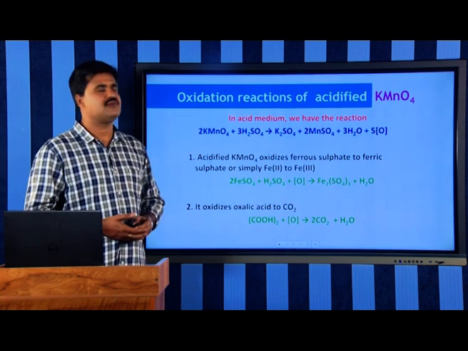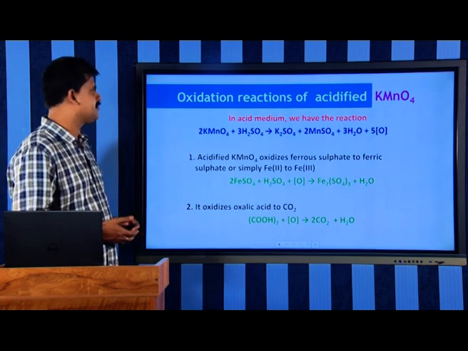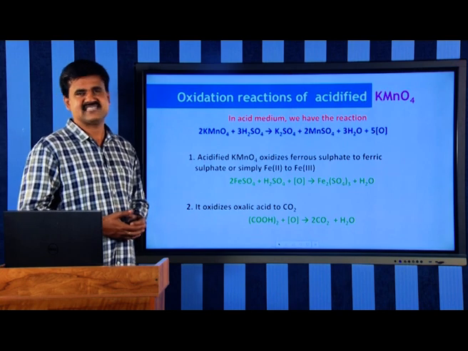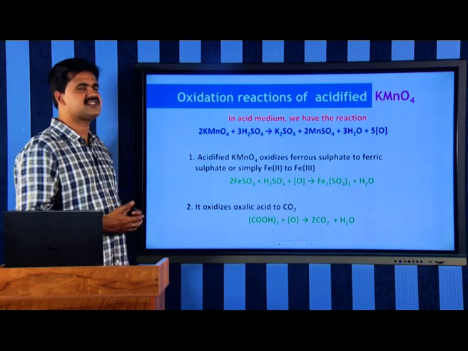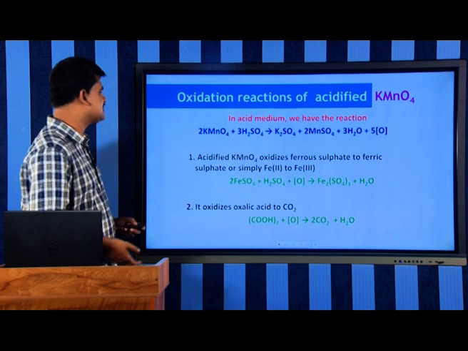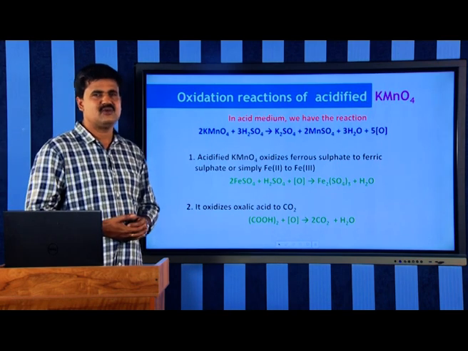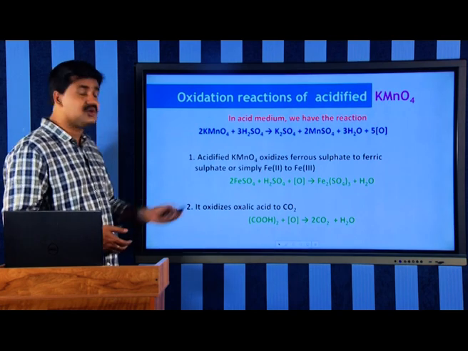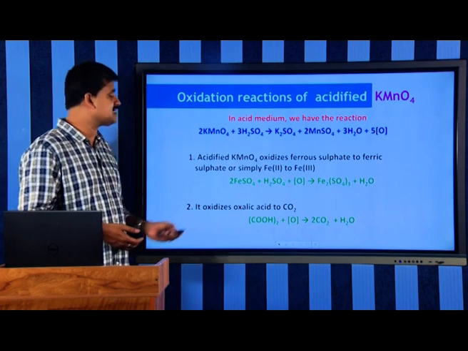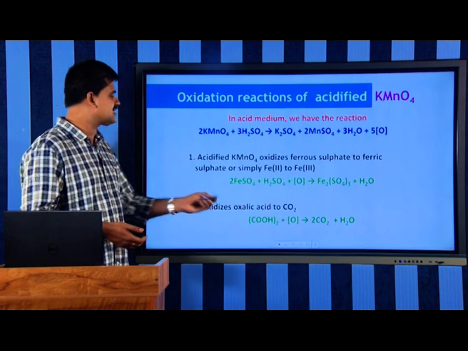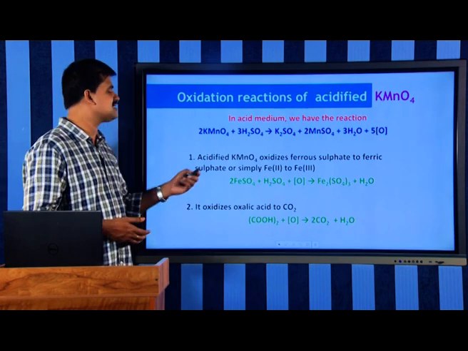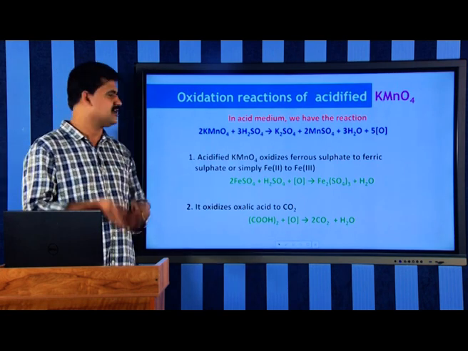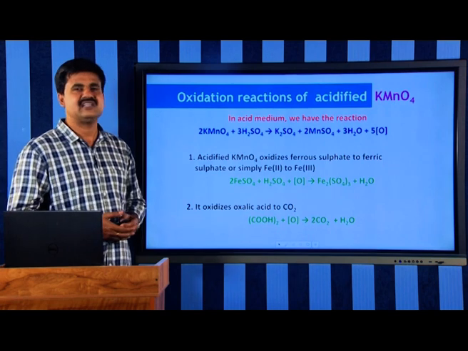showing the liberation of 5 nascent oxygen. By utilizing this nascent oxygen, several oxidation reactions can be performed. For instance, acidified KMnO4 oxidizes ferrous sulfate to ferric sulfate. It oxidizes oxalic acid to carbon dioxide. Oxalic acid is (COOH)2 or H2C2O4. It is converted to carbon dioxide and water.